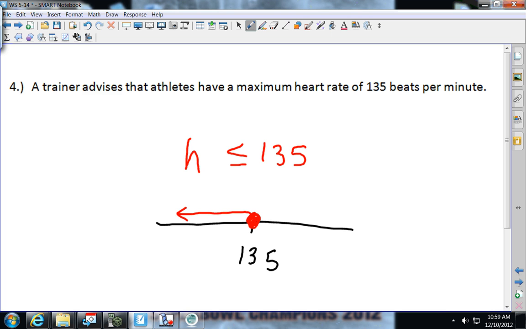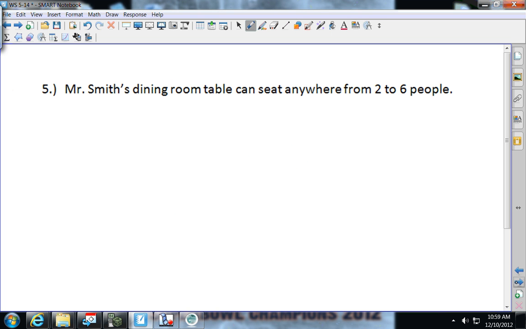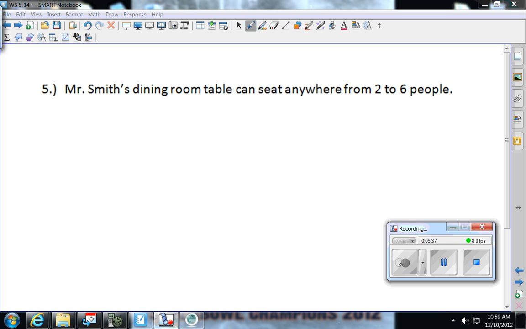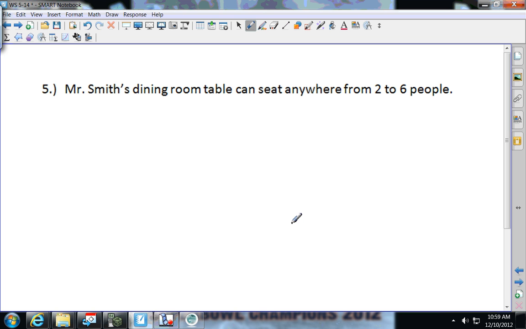Try and do number 5. Right here. Do number 5, please. This says Mr. Smith's dining room table can seat anywhere from 2 to 6 people. Okay. Well, the smallest amount I can have is 2. The most I can have is 6. And it's equal to because it can seat from 2. You could have 2 all the way up to 6.